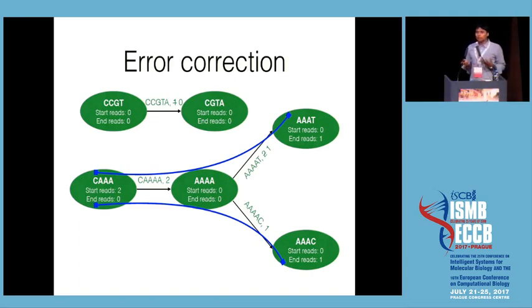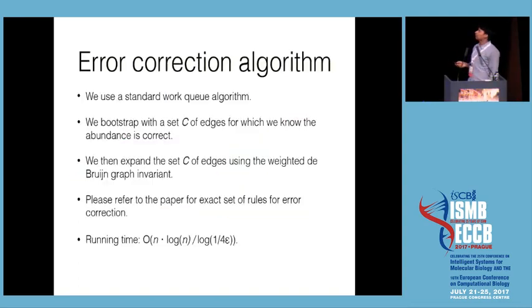So this is how you use this simple weighted de Bruijn graph invariant iteratively on each and every node to fix up all these errors. The algorithm is a standard work queue algorithm. We bootstrap with a set of edges for which we know that the abundance is correct, and then we build on top of it. The proof is in the paper, and you can read it. It's a linear time algorithm.